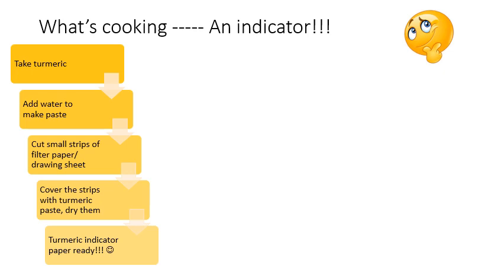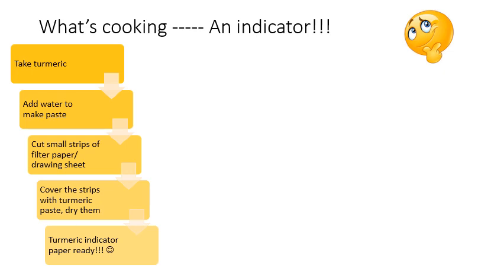Cut small strips of filter paper. What if you don't have a filter paper? Absolutely fine. Use your drawing sheets. Cut small strips of your drawing sheets. Cover the strips with turmeric paste and let them dry. After that, the paper will turn yellow. It is an indicator paper. It is ready. Dip it into various solutions at home. You already know what is acidic and what is basic at your home. We have studied it in the earlier modules. Go ahead, dip that indicator paper in different solutions and see the change in the color. Record your observations. I need them.